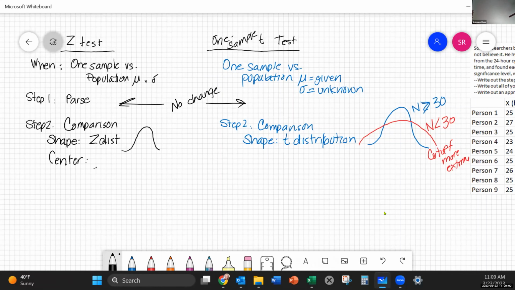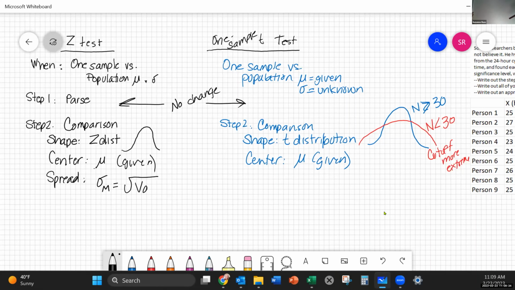And the center in these two tests is the same. Mu is given, and mu is given. No change. The spread in the z-test is sigma, the standard deviation for the distribution of means, which we calculate by taking the square root of the variance divided by n. That's what you've been doing in the last situation.